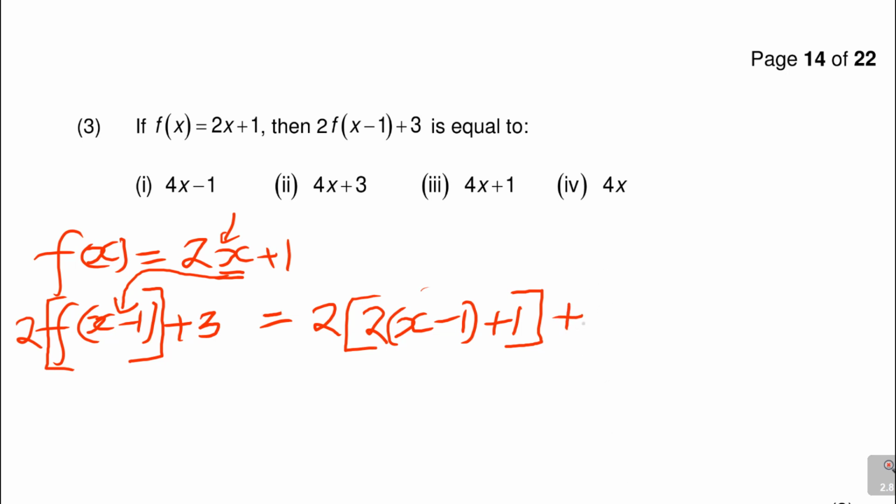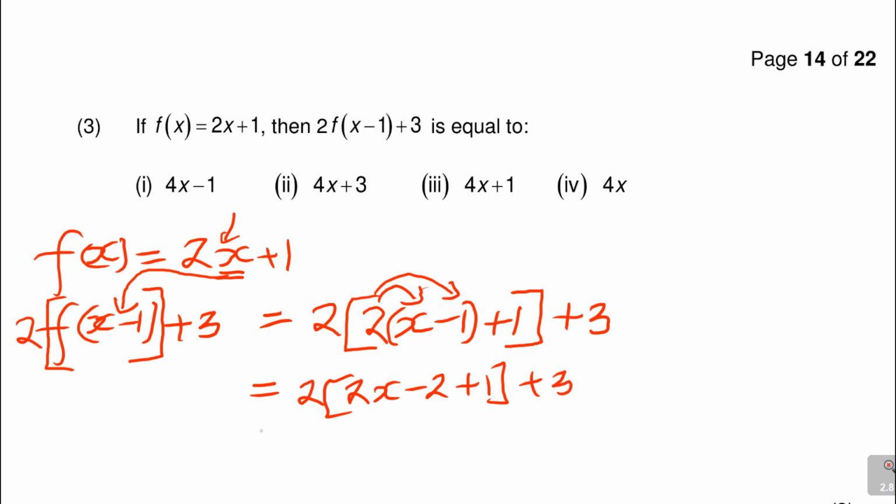Plus 3. Let's not forget that. Then we open up this bracket. How do we open it up? Let's leave out the 2 for now. We open the inner bracket, that and that, which will be 2x minus 2 plus 1 plus 3, which is equal to 2x minus 2 plus 1, it's minus 1 plus 3.